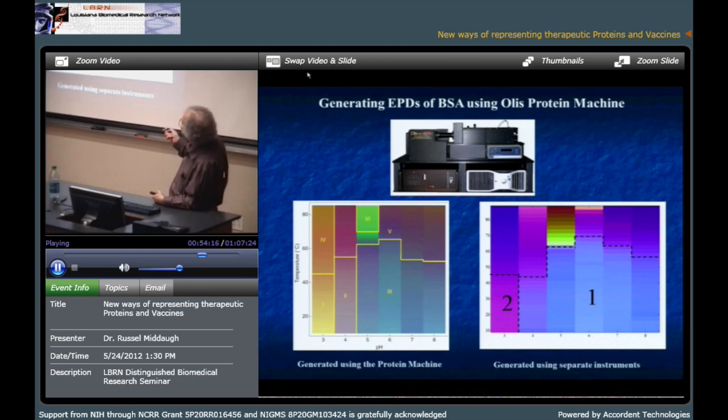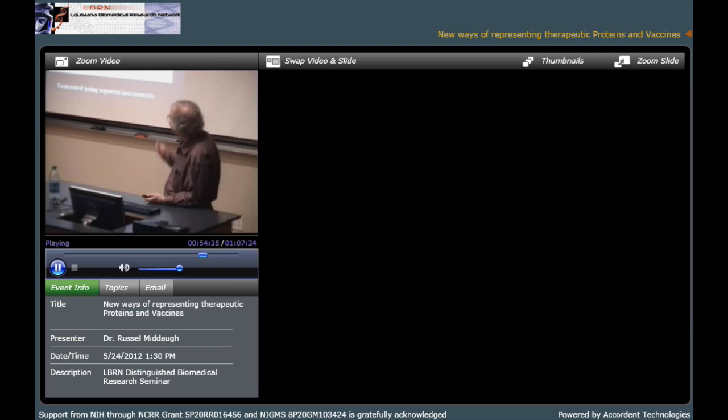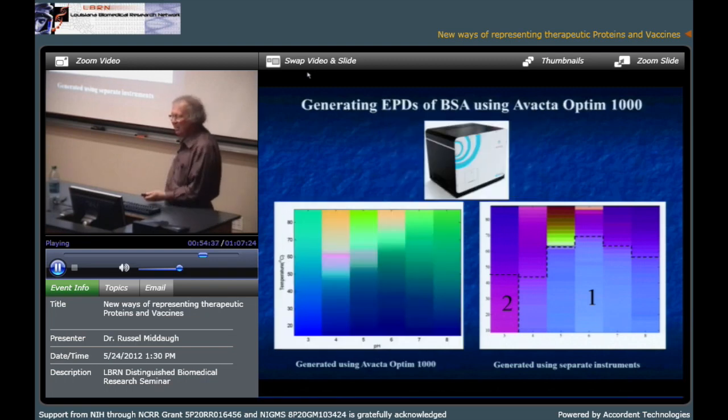Okay, and here are phase diagrams created from what they call the protein machine. They actually named it after me, the Middaugh protein machine. You can buy one of these if you want one. We have the only one. Nobody's bought one yet. I don't know why. But they're going to offer this software. And of course, you can make all the different types of phase diagrams as well.